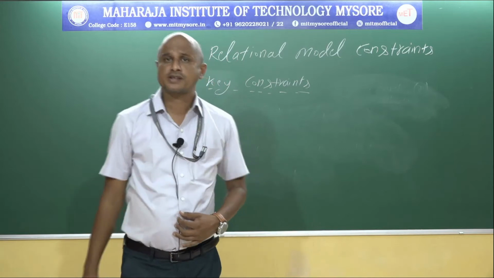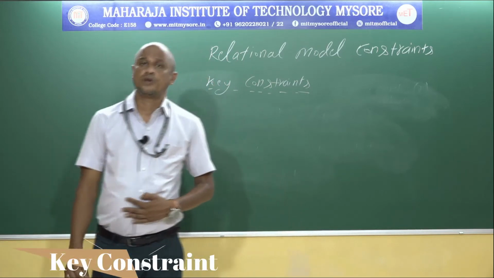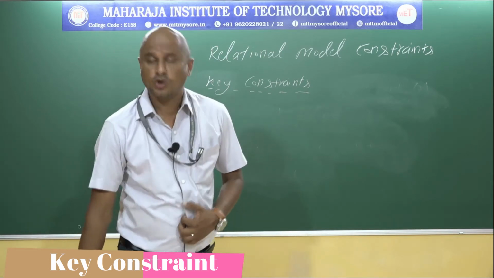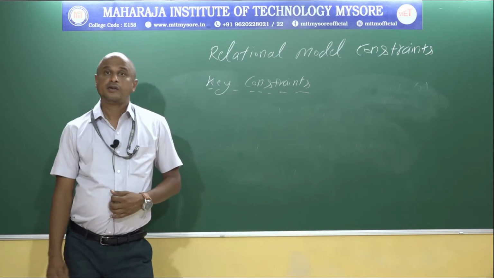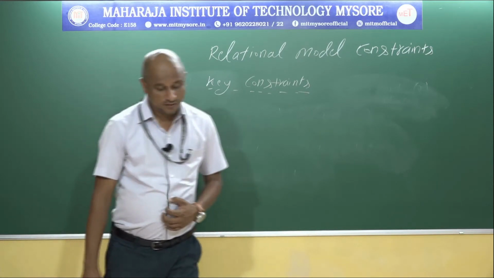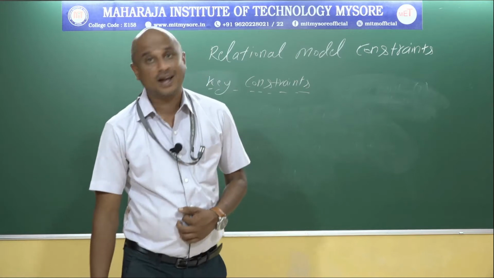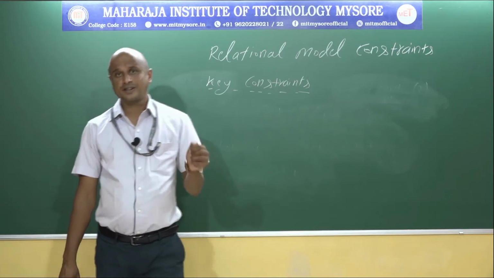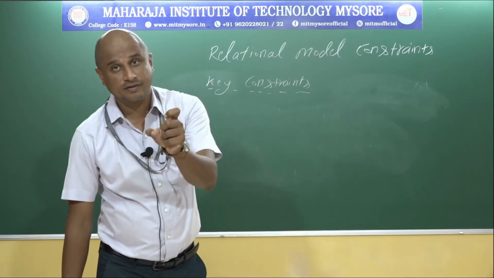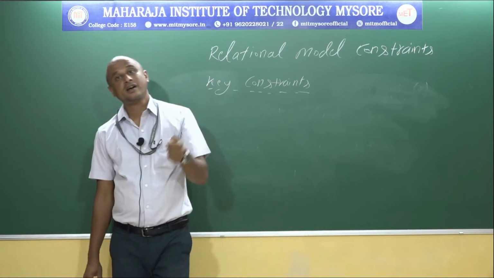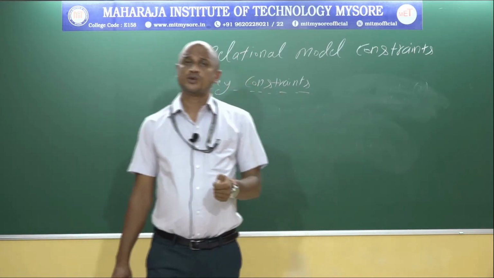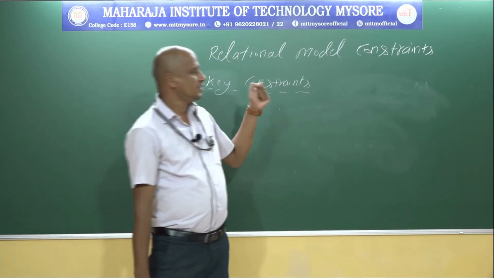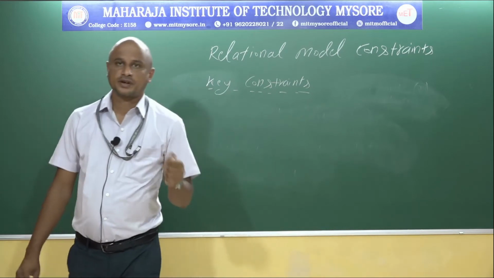So we have various keys available to define, because keys play a major role in any table. A key is one of the things that can uniquely identify a tuple. A key is nothing but a unique property used to identify the uniqueness of a tuple in a relation. It is called a key.